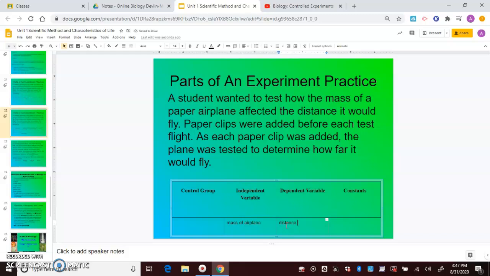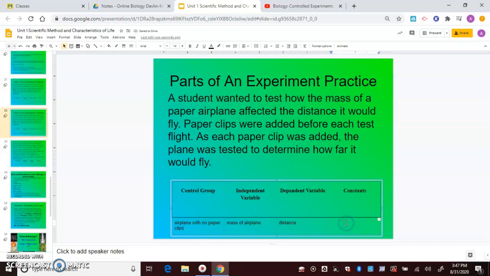So then what would the control group be? It's used as a standard of comparison. It's like the normal way. It's how we're going to compare adding these paper clips to what paper airplane. It would be the original one with no paper clips on it. So we're just going to write here, airplane with no paper clips.